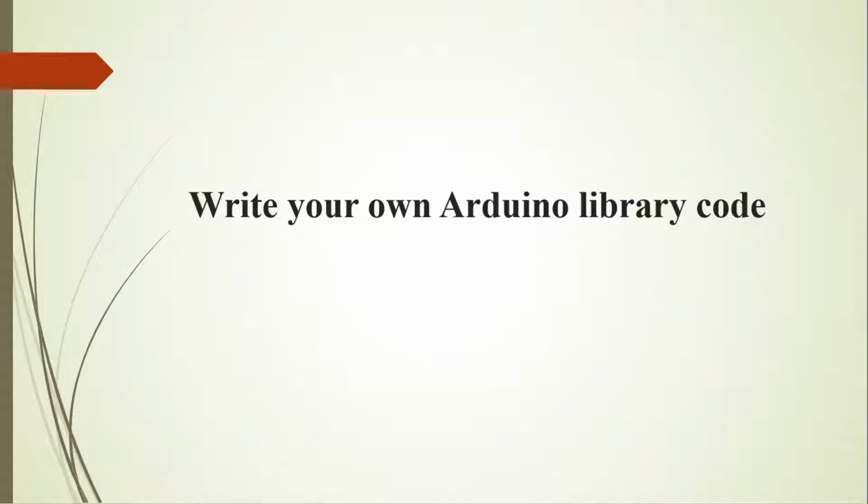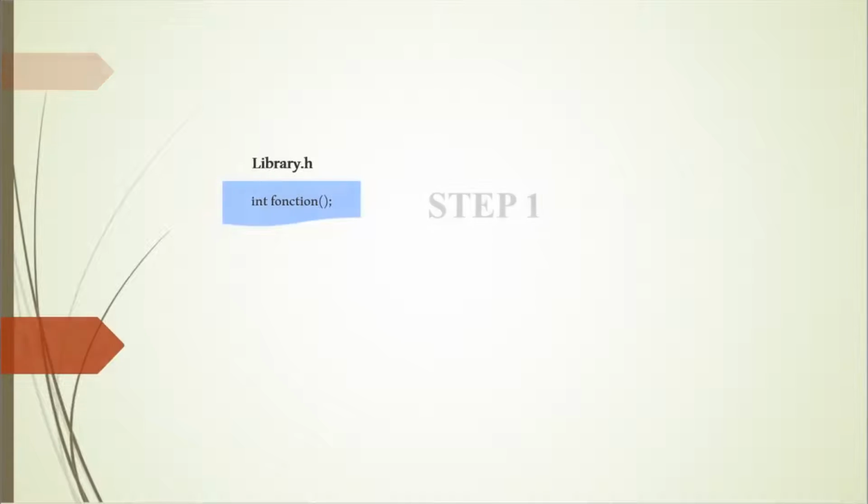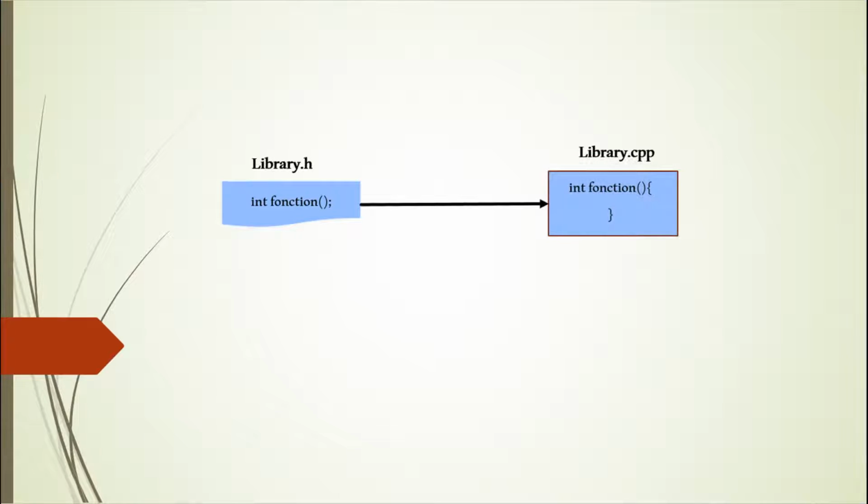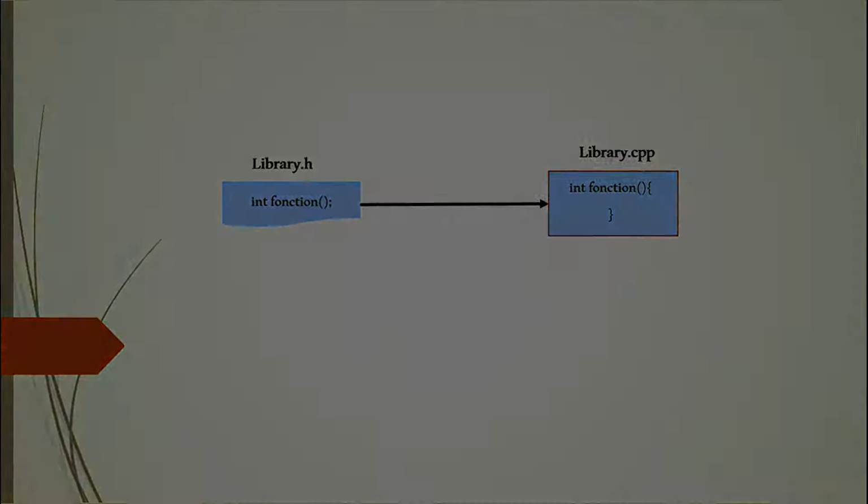In this video, I will show you how to create your own Arduino library, step by step. Step 1. Write your Arduino library code. To do this, we need to create two files. One called the header file, in which we declare our function. And the other called the CPP file, in which we implement the function we have already declared.